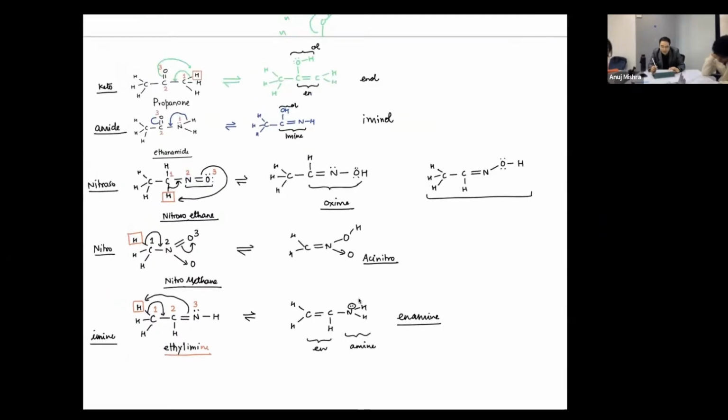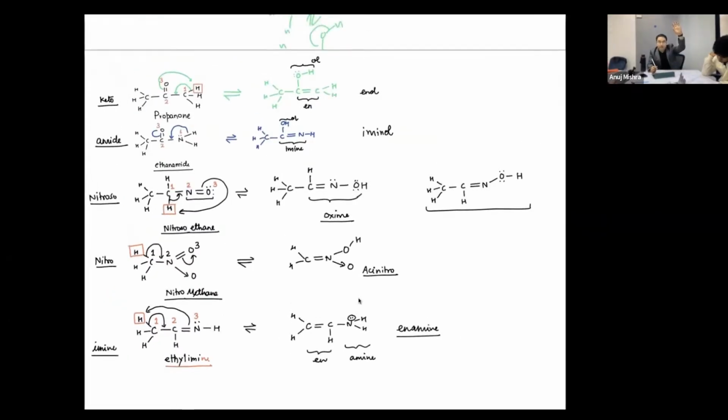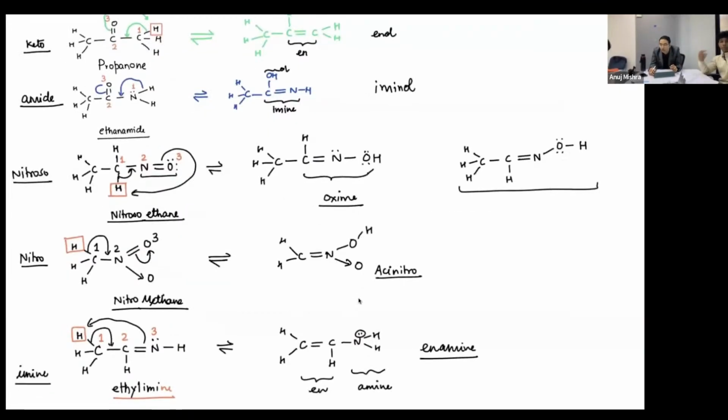ये तो लोगों को पांचों नाम समझ में आ गया. At least you can recognize 5 names. Is it clear? Raise your hand if it is clear. Any doubts you can ask, please. Nitroso will go to oxime, imine will go to enamine, keto will go to enol, amide will go to iminol. Nitro will go to aci-nitro. These are 5 situations you should be very much clear about.